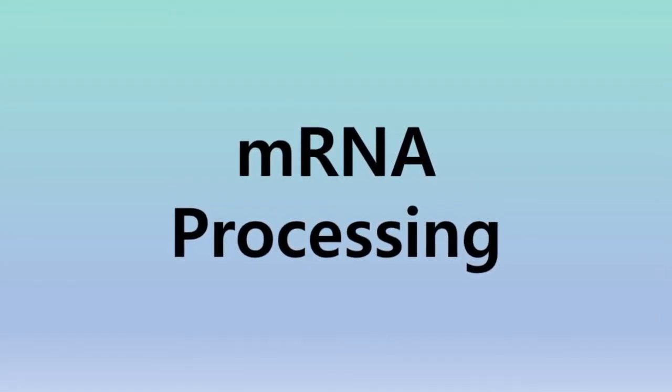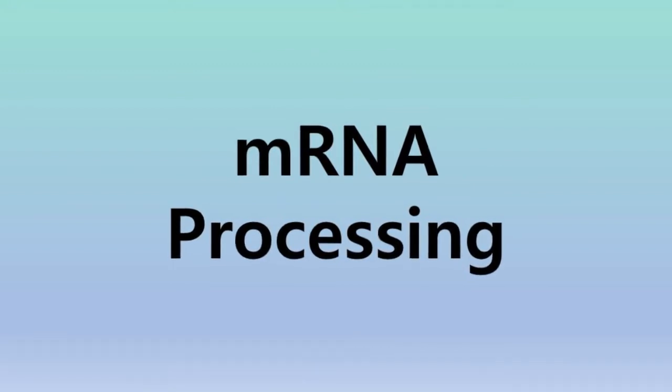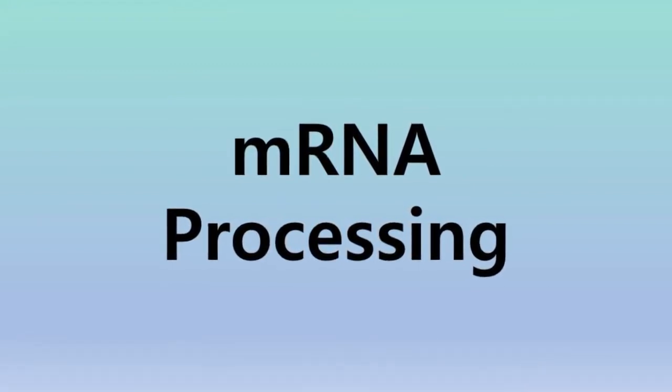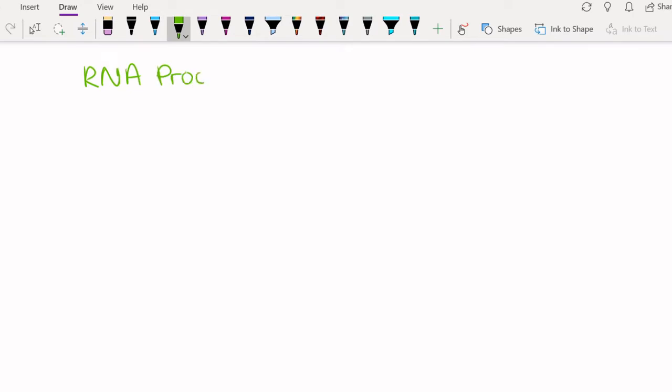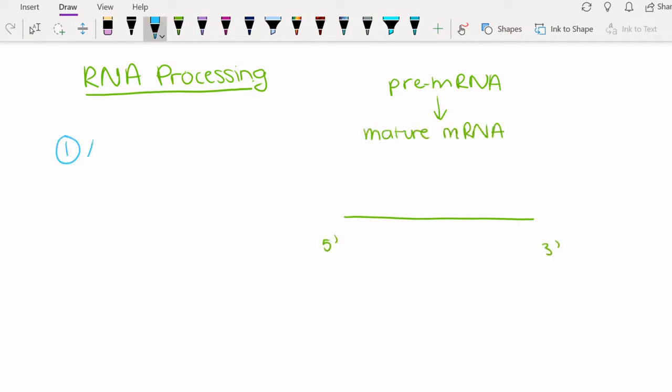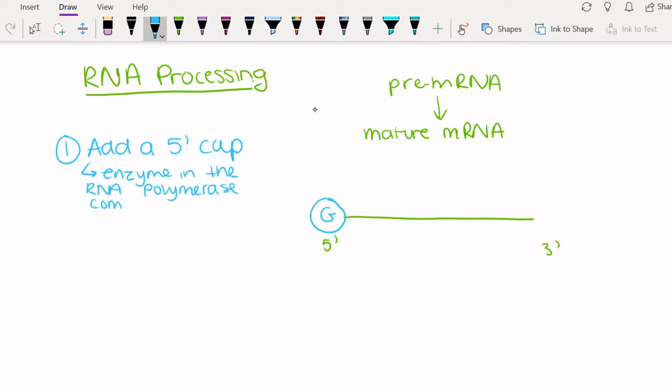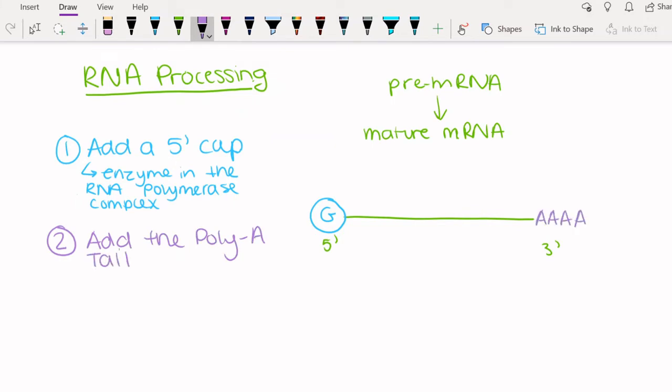At this point, we have transcribed an mRNA strand, but before the mRNA strand can leave the nucleus, it must be processed. RNA processing involves 3 steps. First, a 5' methyl G cap is added. The cap is added by an enzyme before transcription ends. Second, after transcription is finished, a poly-A tail is added to the 3' end of the mRNA. The tail is basically just a lot of adenine nucleotides.